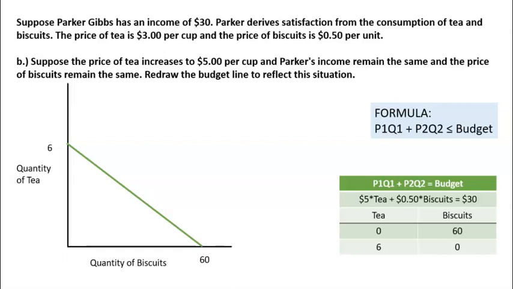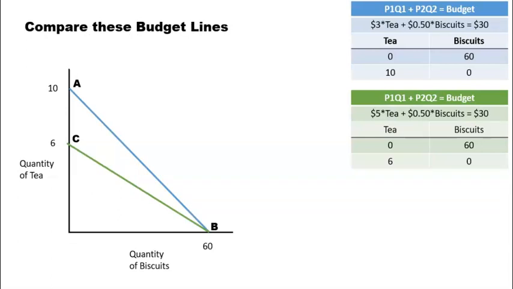So next, let's compare these two budget lines. Let's take a look at what this actually means. So I have brought over in blue the first scenario we looked at where tea was $3 and our green that I've colored is $5 for a cup of tea. And as we know, our biscuits are 50 cents in each of the two scenarios, and our budget is less than or equal to $30. So I have already put these two together.